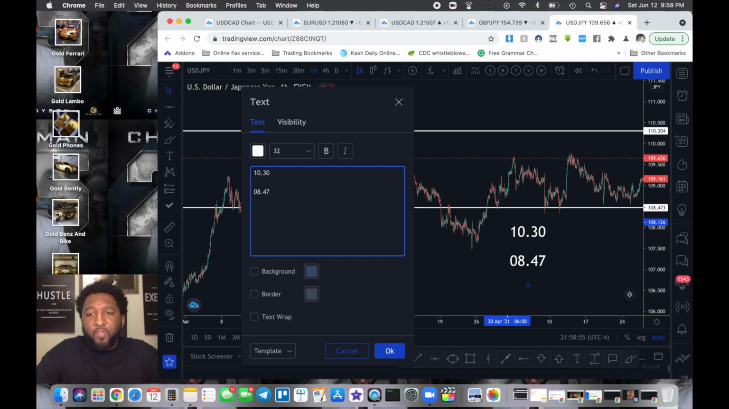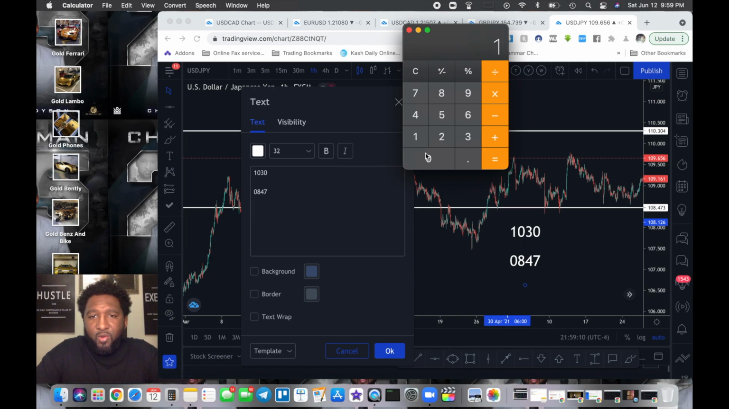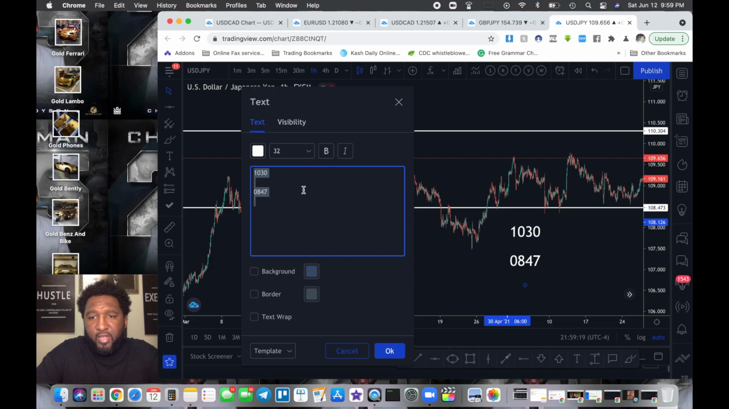So if I want to figure out the distance between these two numbers, what I'm going to do is remove the decimal, and I'm going to do subtraction once again. Simple. 1030 minus 847. The distance between these two numbers is 183 pips. It's that simple, ladies and gentlemen.